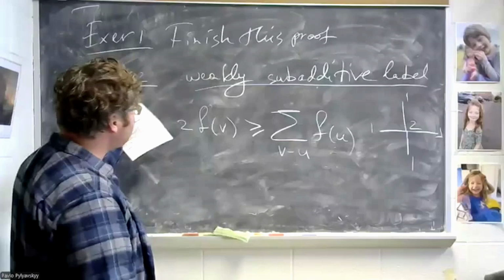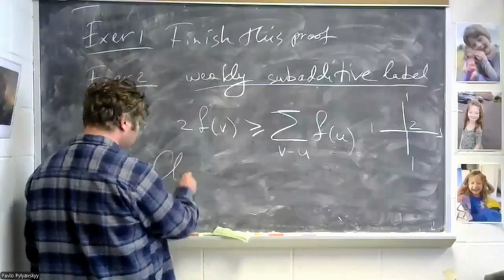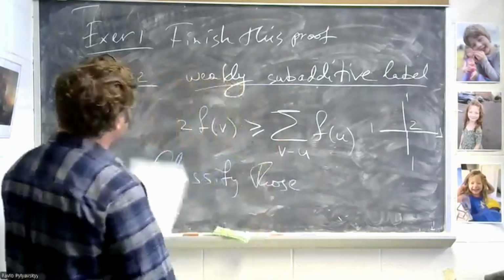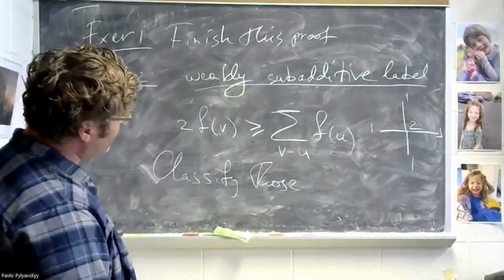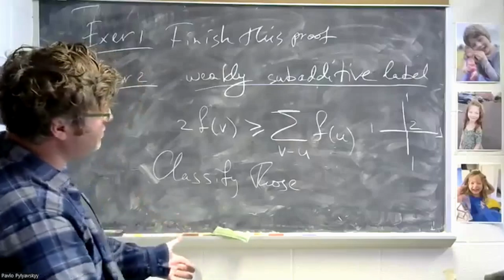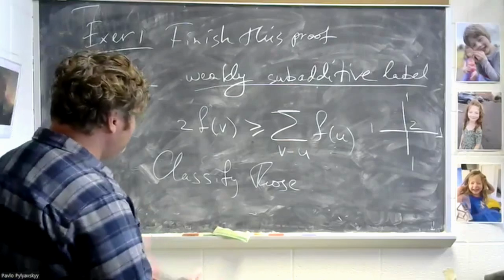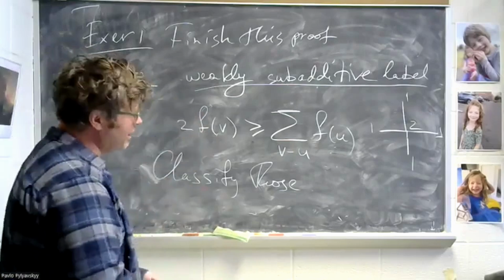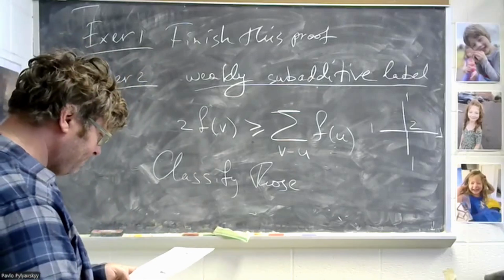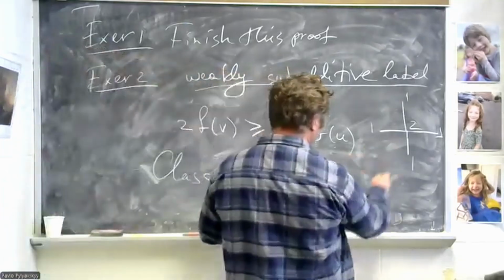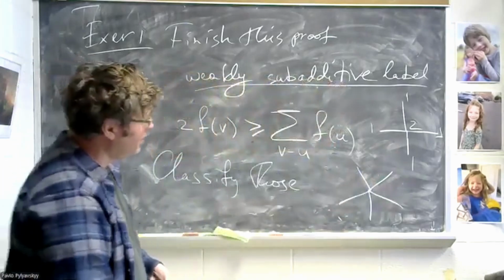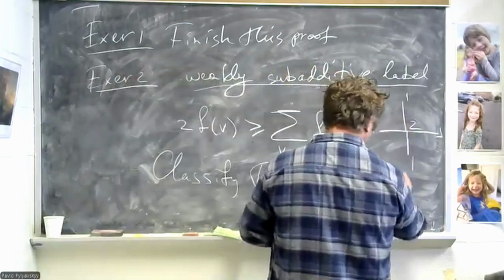So exercise 2: classify those. Just like we classified the ones for which we know the answer, the ADE Dynkin diagrams are the answer for the graphs which have a strictly subadditive labeling. Find and prove the answer for the ones which have a weakly subadditive labeling. For example, this one works now, but this one will still not work. This one doesn't have a weakly subadditive labeling. This one works, this one still doesn't work.